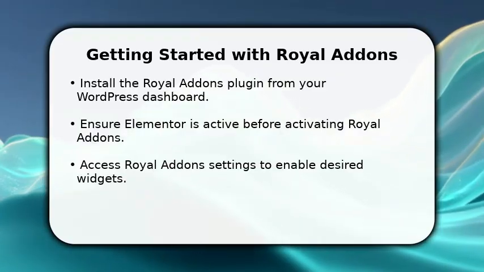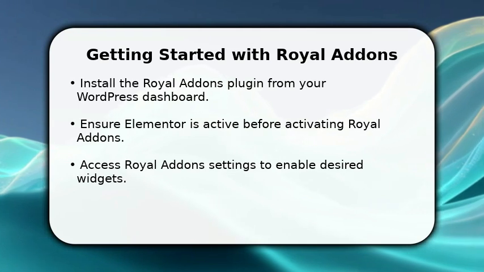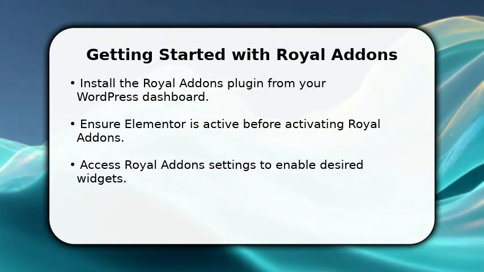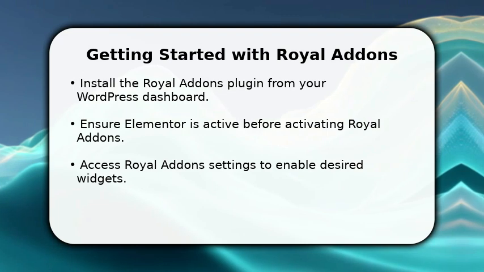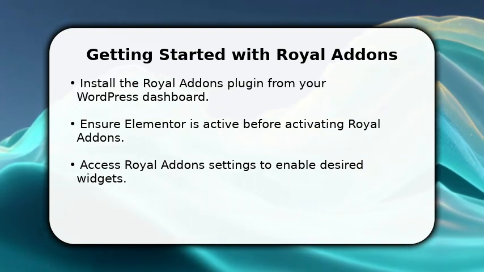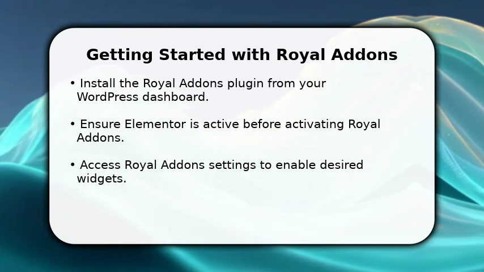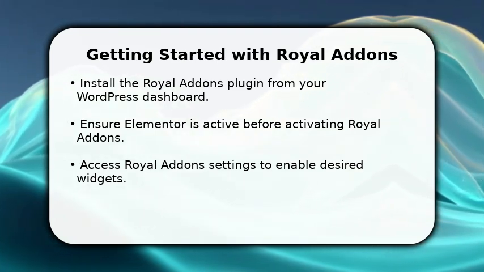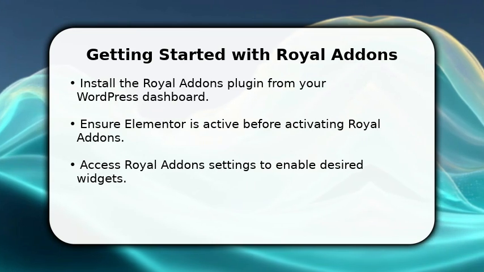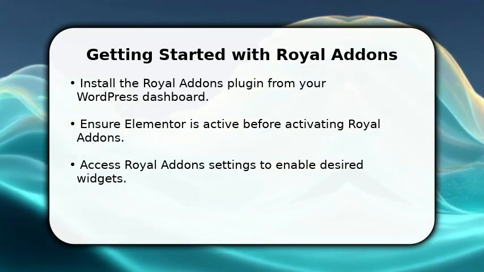In this video, I will explain how to use Royal add-ons for Elementor, step by step. First, navigate to your WordPress dashboard and install the Royal add-ons plugin. It's crucial to have Elementor already active on your site before you activate Royal add-ons. Once installed, head over to the Royal add-ons settings.